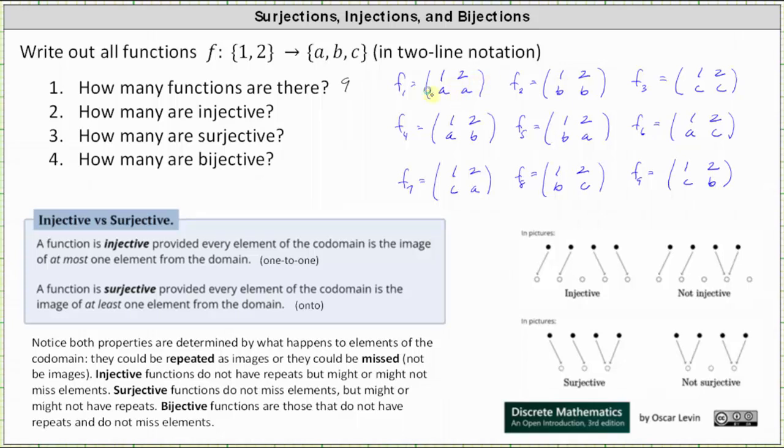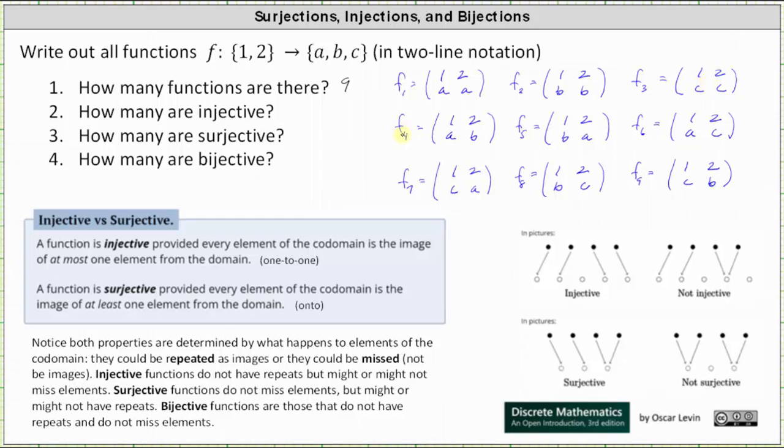Notice for function 1, the element a from the codomain is an image of 2 elements from the domain. For function 2, the element b from the codomain is an image of 2 elements from the domain. And for function 3, c is an image of 2 elements from the domain.